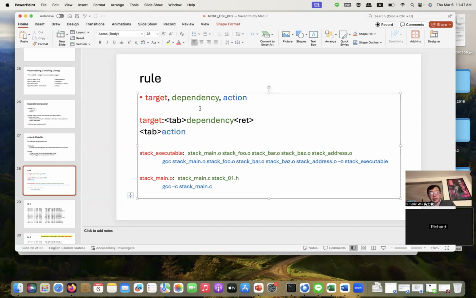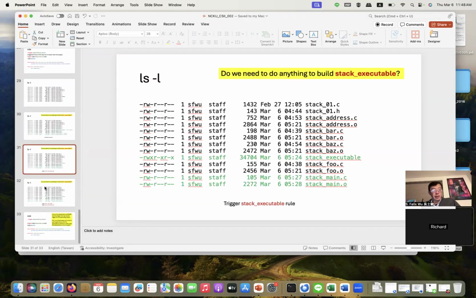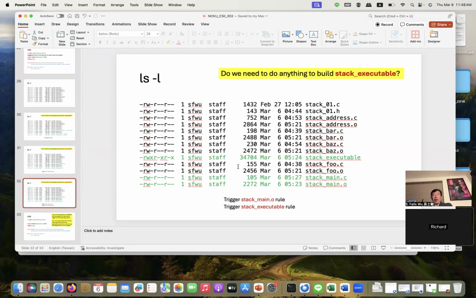The rule is: if any of the dependency list is newer than the target, it will be triggered. Okay, now we're getting here. Now I want to give you the last one.